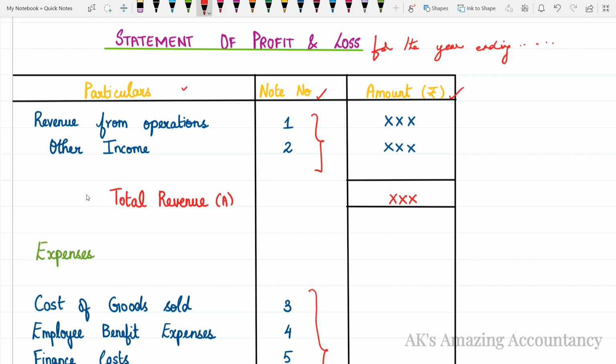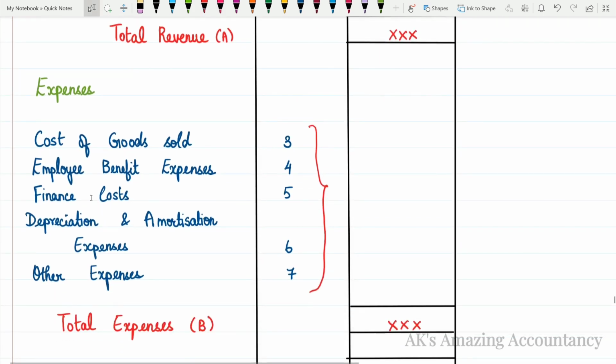So we have revenue from operations, that is note number 1, other income, that is note number 2. Then you will have to find out the total revenue, that is nothing but the total of 1 plus 2, note number 1 plus 2. Then you have a number of notes relating to expenses. Under expenses, you have note 3 for cost of goods sold, note 4 for employee benefit expenses, note 5 for finance costs, note 6 for depreciation and amortization expenses, note 7 for other expenses. When you add all these amounts together, that will give you the total of expenses.